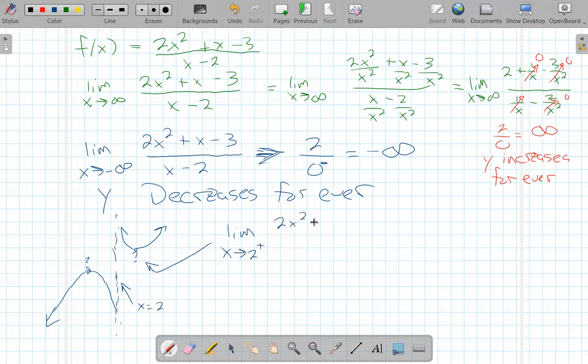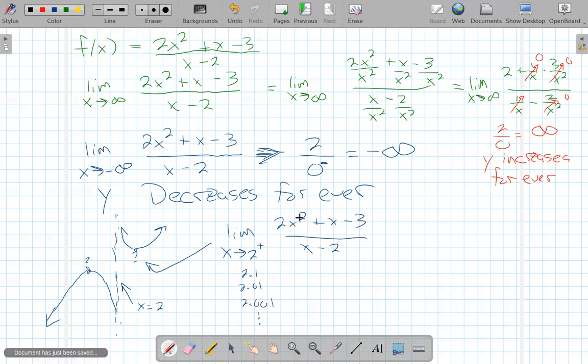2x squared plus x minus 3 over x minus 2. So if I'm on the right side of 2, that means I'm considering numbers like 2.1 and 2.01 and 2.001 and so on, trying to get close to 2. Now, as I do that, what's going on?